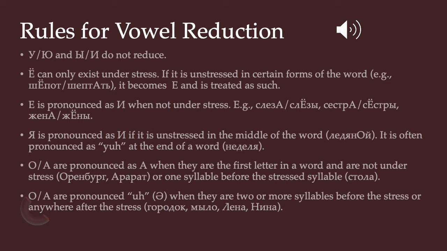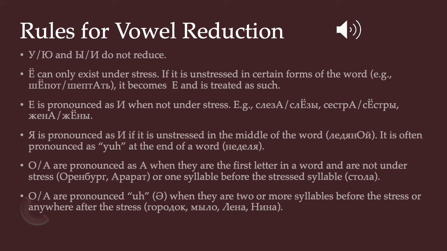Ya is also pronounced as e if it is unstressed and in the middle of the word. For example, ledyanoi, icy. The stress is on the ending, and so both the ye and the ya in the middle are pronounced kind of like e, ledyanoi. If you have an unstressed ya at the end of a word, it can often be pronounced as a kind of y sound, as in nedelya or kukhnya.